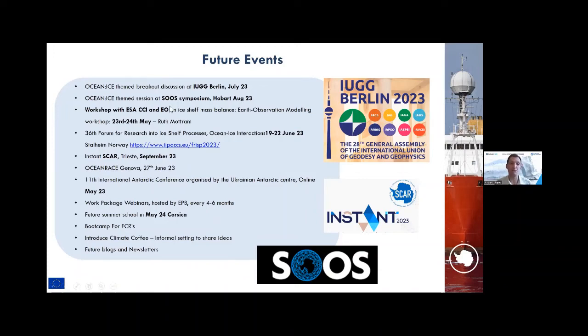At the SUE Symposium in Hobart in August this year, Ocean Ice is running a session. I'll be running a session. And that's really focused on circumpolar Antarctic observations, and particularly how these observations can be most optimally used to support model development. And there's a workshop with ESA CCI, really focused on Earth observation and ice shelf mass balances and improving communications between the Earth observing community, the cryosphere community, and the ocean community. So that's being headed up by Ruth Mottram and will be in Copenhagen on the 23rd and 24th of May. So invitations for that are now open, so please get in touch if you're interested in attending.